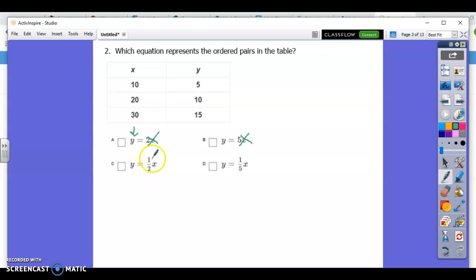And then lastly, I could plug in this one right here. 1/2 times x, 1/2 times 10, you type that in your calculator, and it does give you 5. 1/2 times 20 gives you 10, and you want to check all of them. 1/2 times 30 gives you 15. So that means that C is the correct answer.